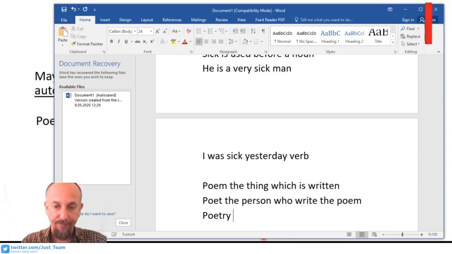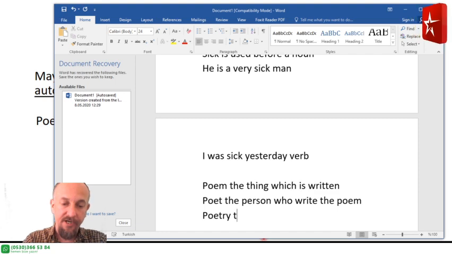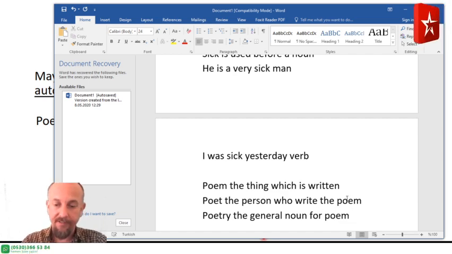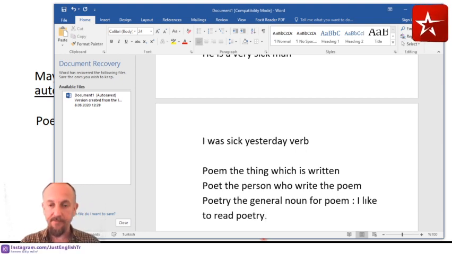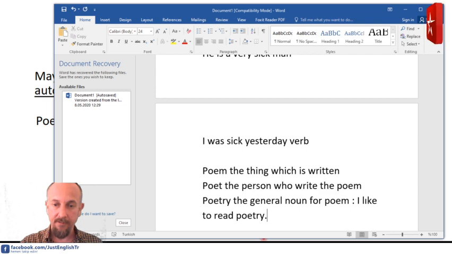And then we have poetry, which is the general noun for poem. So if I give you an example, I like to read poetry, which just happens to be true. Not that I understand poetry, but I do like to read it. Özdemir, it's one of my favorites. Asaf. So let's go back to our presentation.